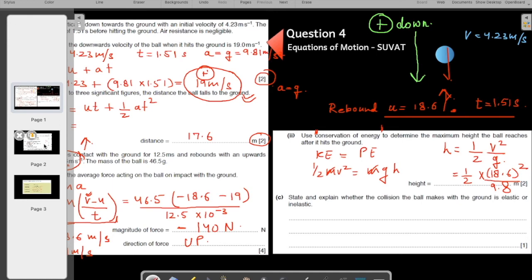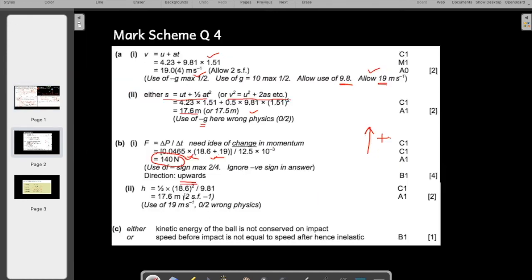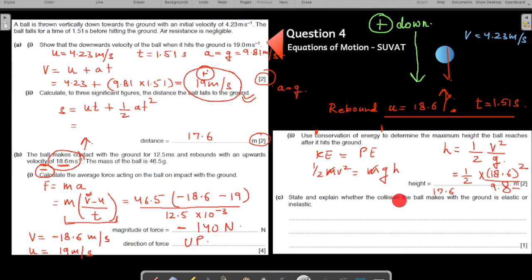I am now showing the mark scheme. See, the same thing they have done. 17.6. State and explain whether the collision the ball makes with the ground is elastic or inelastic. Is it elastic or inelastic? Go through the theory about elasticity and non-elasticity. It relates to the kinetic energy. Is the kinetic energy before the same as the kinetic energy after?